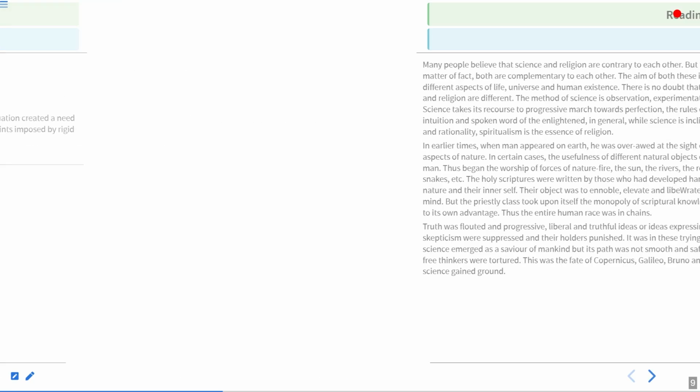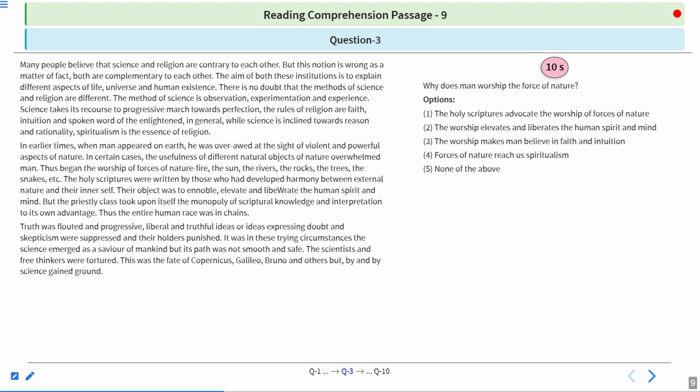I hope you've understood. The next question is why does man worship the force of nature? Options are: the Holy Scriptures advocate the worship of forces of nature. The worship elevates and liberates the human spirit and mind. The worship makes man believe in faith and intuition. Force of nature reach us spiritualism, and none of the above. You have 10 seconds to answer.